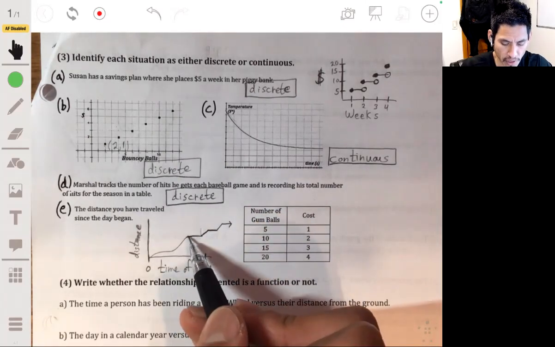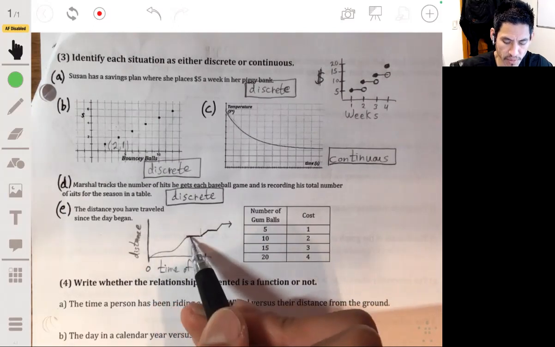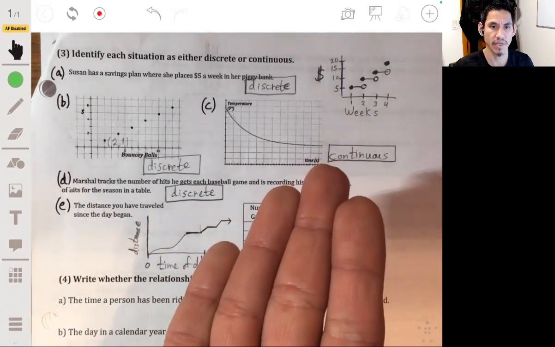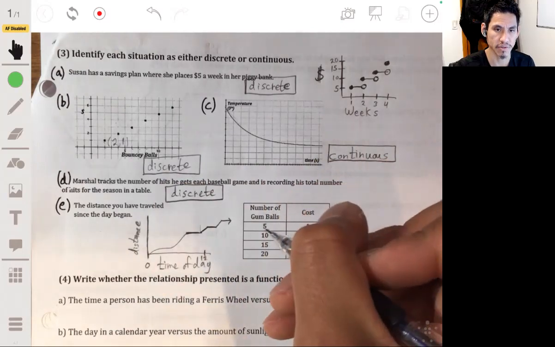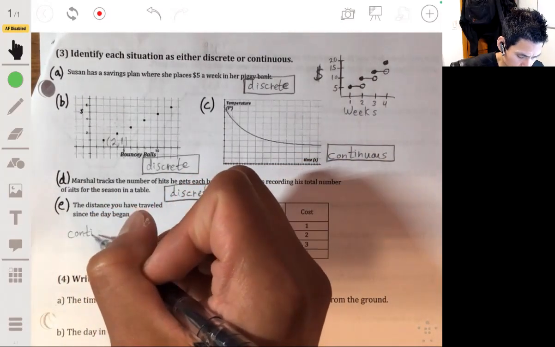Now, even though there are periods of time where you're staying still and your distance is not increasing, it doesn't matter, because again, it's on a continuous line. You're not going to have any gaps on this graph. So this would be a continuous situation.